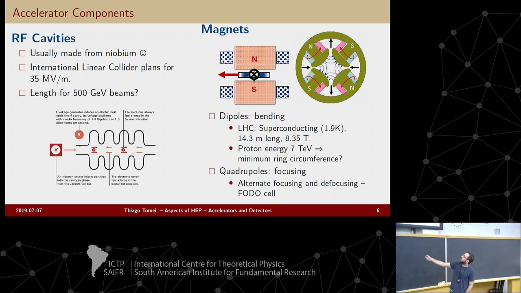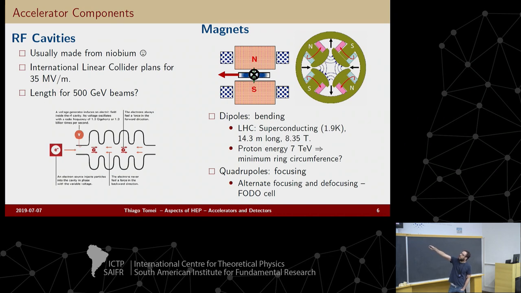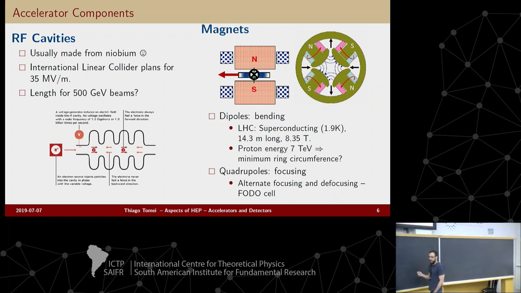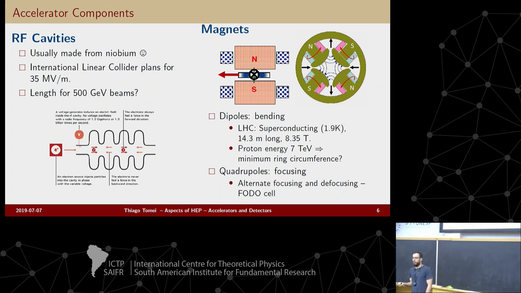Then you need magnets. You need dipoles to bend the beam. In the case of the LHC, and I think in the Tevatron it was also the case, you have superconducting dipoles. They have to be at cryogenic temperatures with very high field, 8 Teslas, a lot, and long. But again, this is a simple exercise. If you tell me that you want the proton energy to be 7 TeV, then you run the calculation of what's the gyration radius of a particle with that energy for that field, and you can get the ring circumference. And you'll see again that it is on the order of kilometers. So it's big either way.